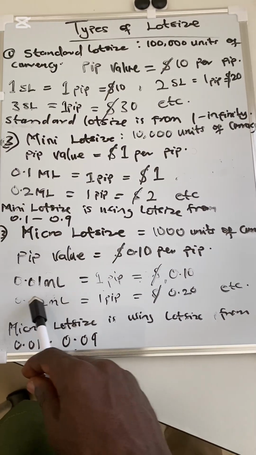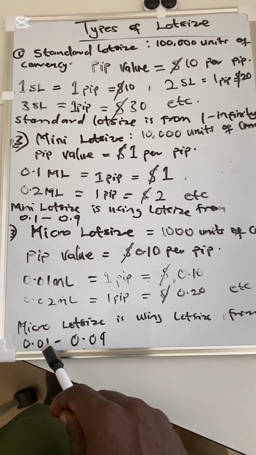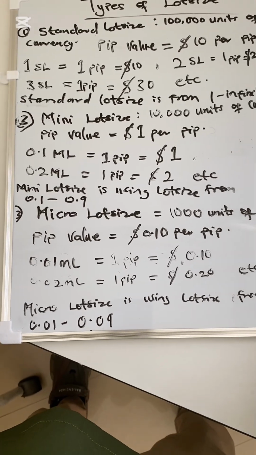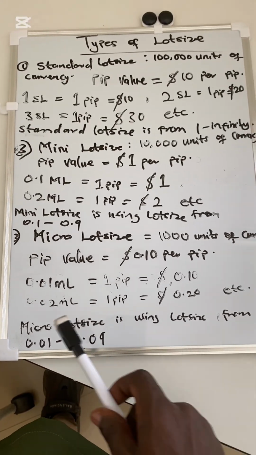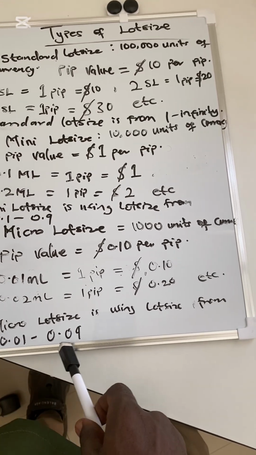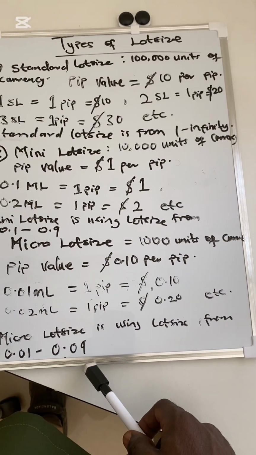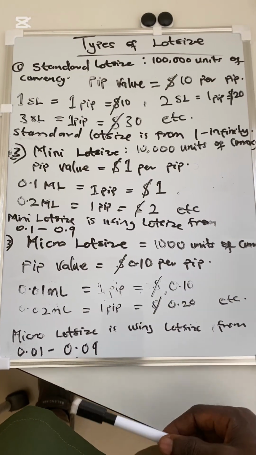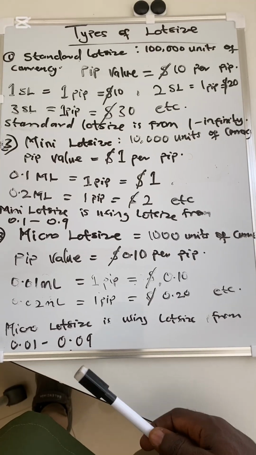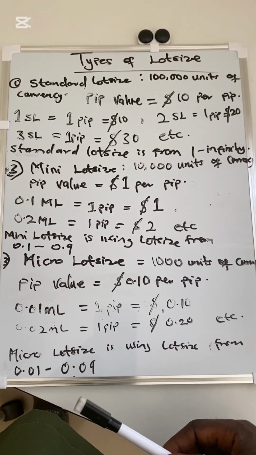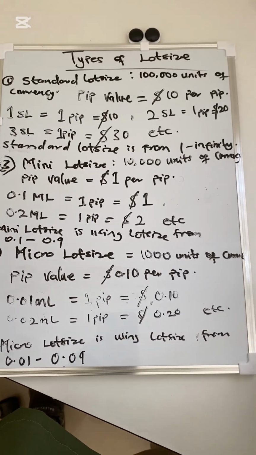So in micro lot size, it ranges from 0.01 to 0.09. Any lot size between that is what we call a micro lot size. Depending on your account size, you must know the right lot size to use.